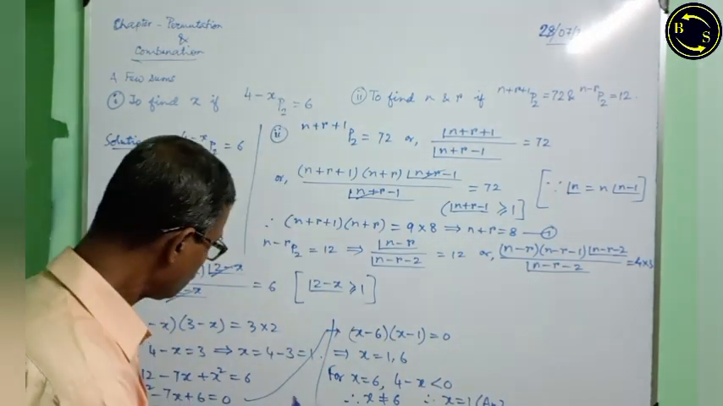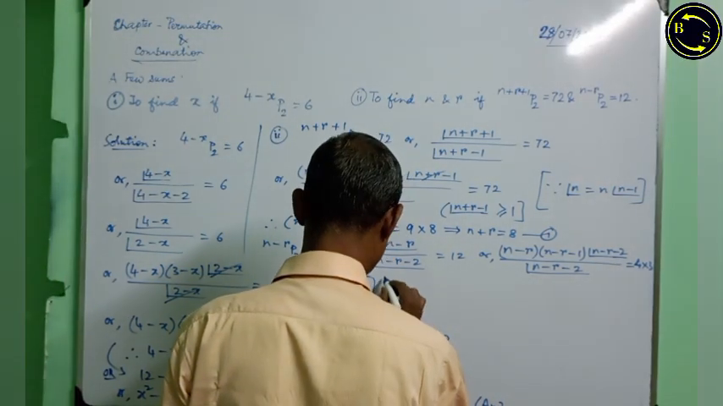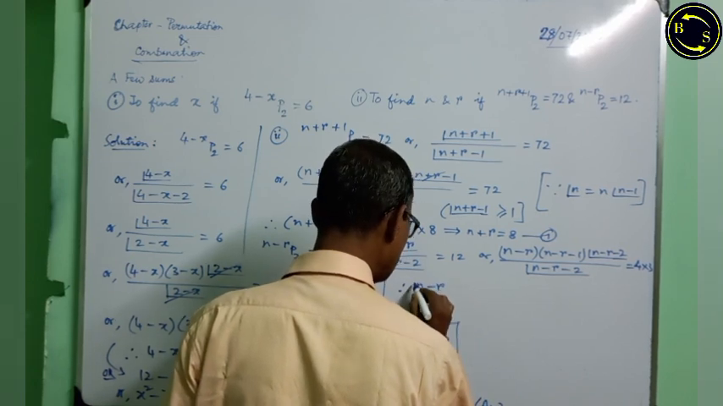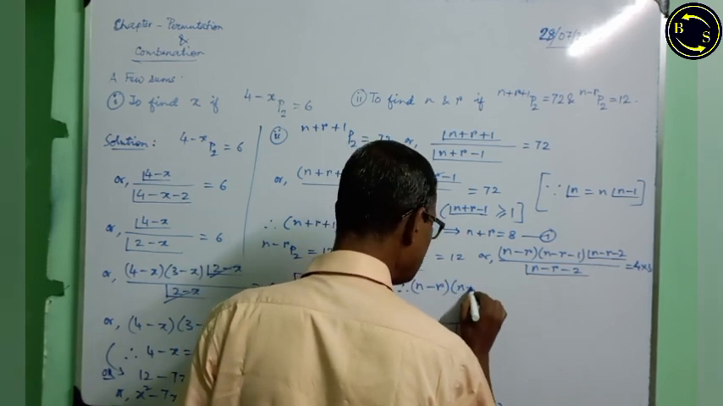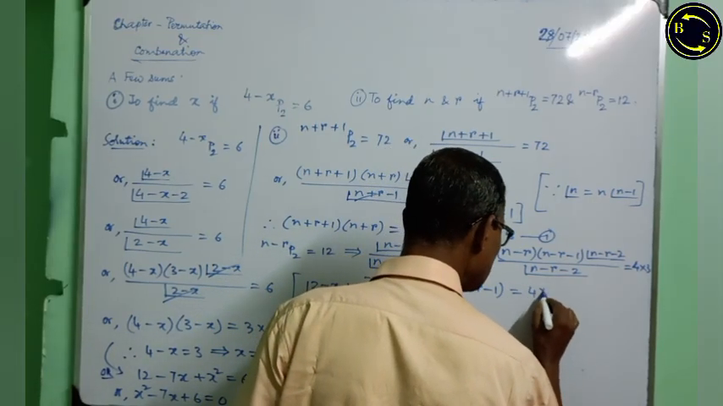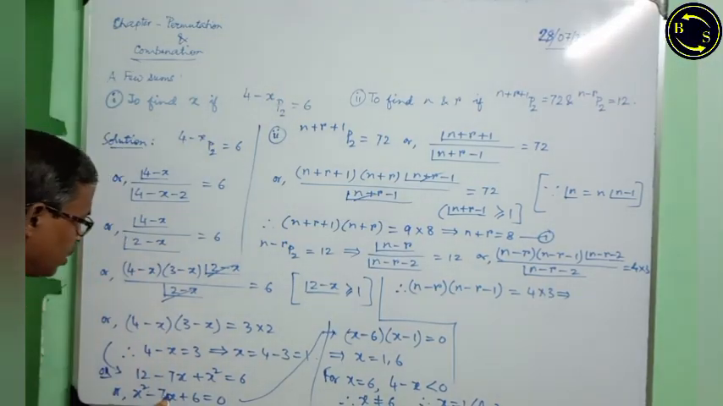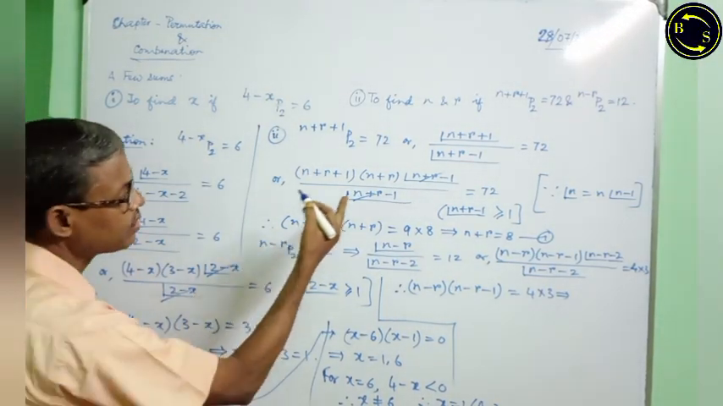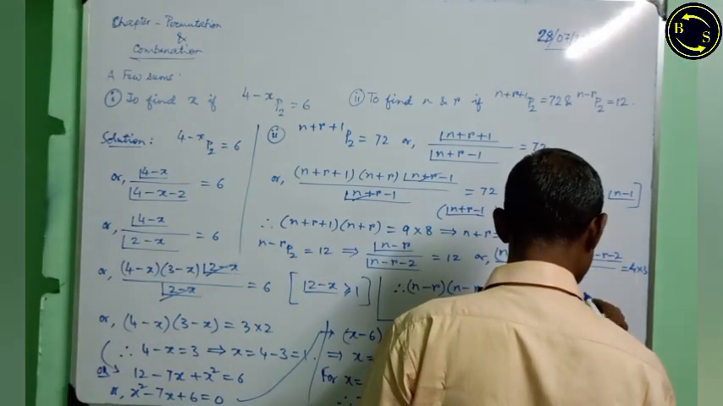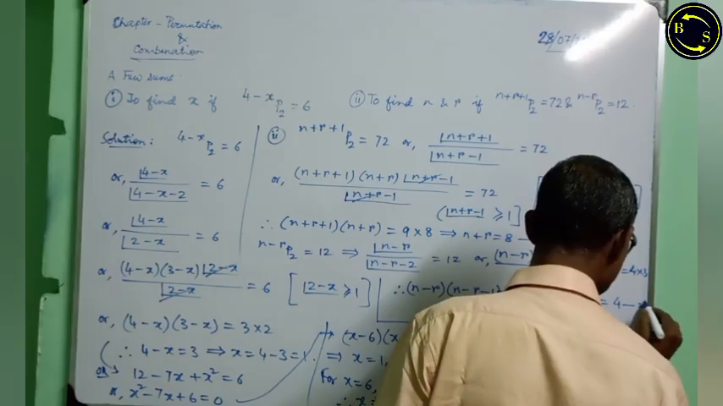I have used similar argument. Therefore, N minus R minus 1 is equal to 4 into 3. Now, using similar argument we have used in these cases, we can write N minus R is equal to 4. This is equation 2.